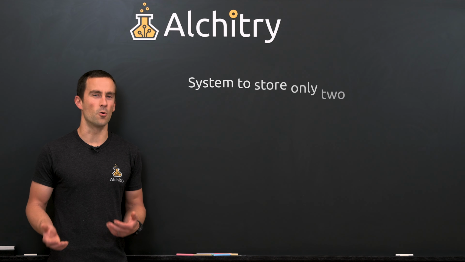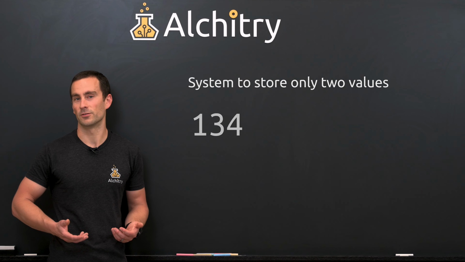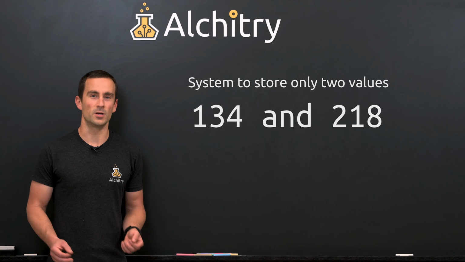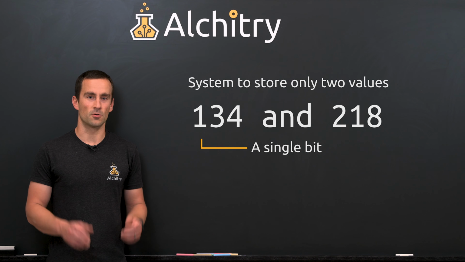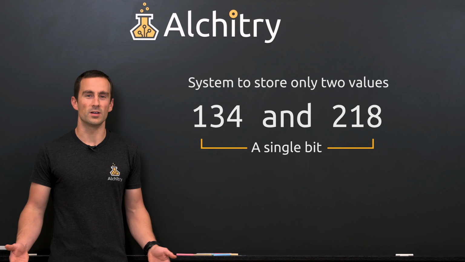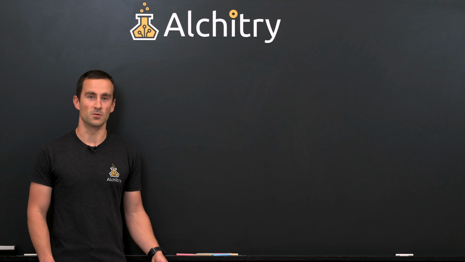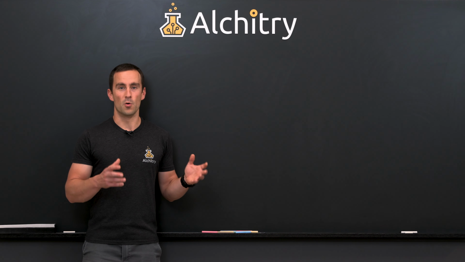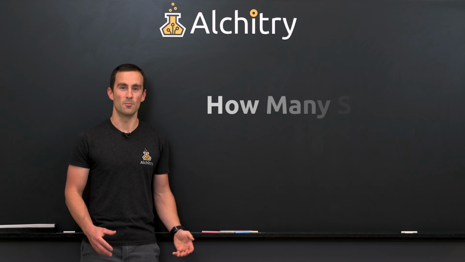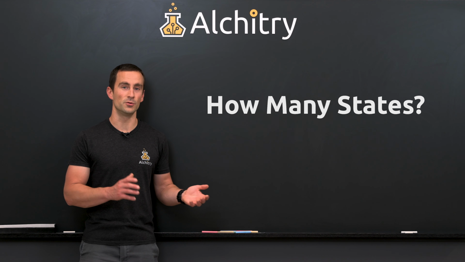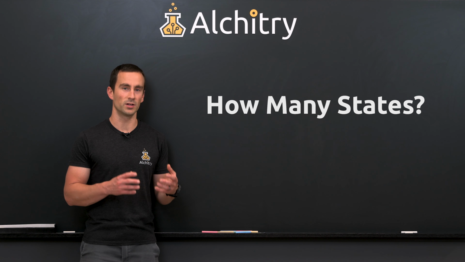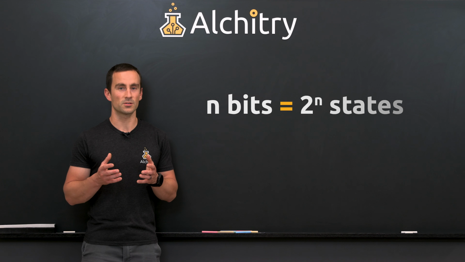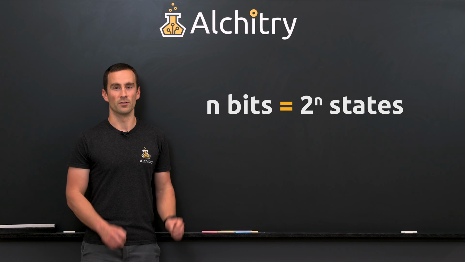If you had a system where you only needed to store two values, say 134 and 218, we could use a single bit with each of its states corresponding to one of those values. There's no need to get more complicated than that since we only have two states. However, most of the time we're looking to differentiate between more than just two states. And in those cases, we can combine multiple bits to create more combinations of unique states. How many states? Well, each bit gives us two unique states, and combining them has a multiplicative effect. That means with n bits, we have 2 to the n number of unique states.